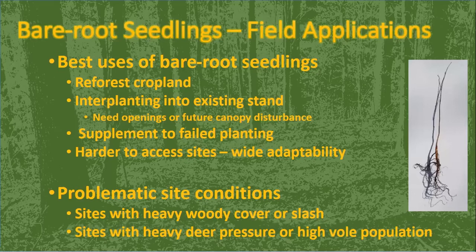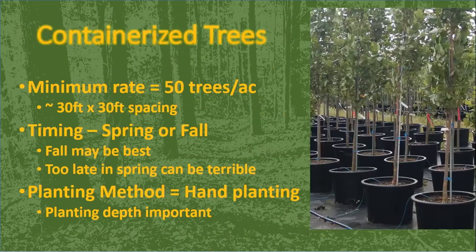Sites with heavy deer pressure or a high vole population are not the best sites, because, again, think about this little seedling with a tiny bit of energy coming with it in a tiny top. If a deer mows off that top or if a vole damages the bark or chews it away, it doesn't have a lot of an energy reserve to fall back to. So that can be pretty detrimental to seedlings.